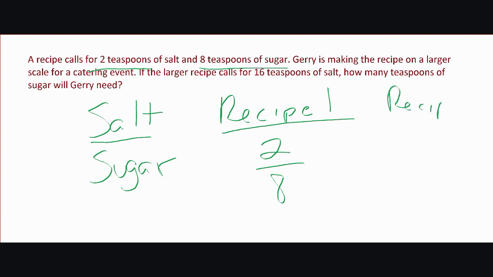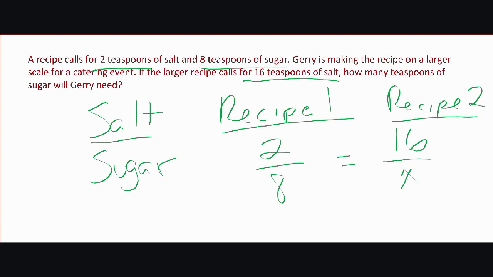In recipe 2, again, if we're looking at salt to sugar, we see that the number of teaspoons of salt is 16. So salt is 16 over, now we don't know how much sugar. So what can we use in place of a value we don't know yet? We can use a variable. Let's use the variable x. So now we have 2 over 8 is equal to 16 over x.